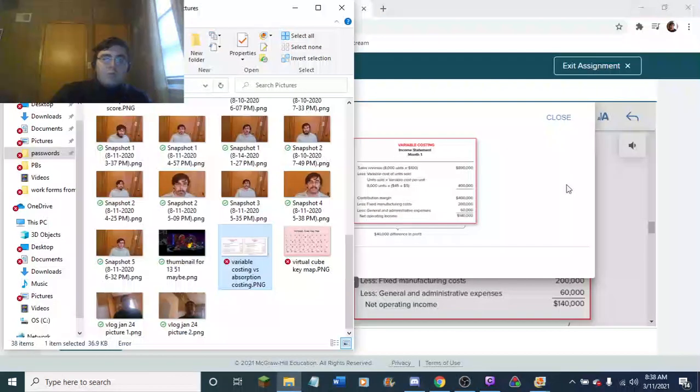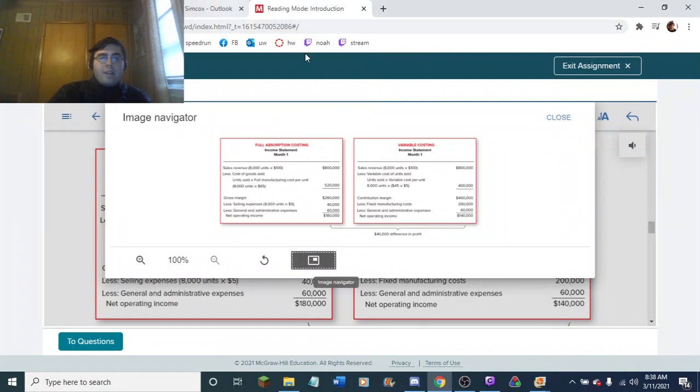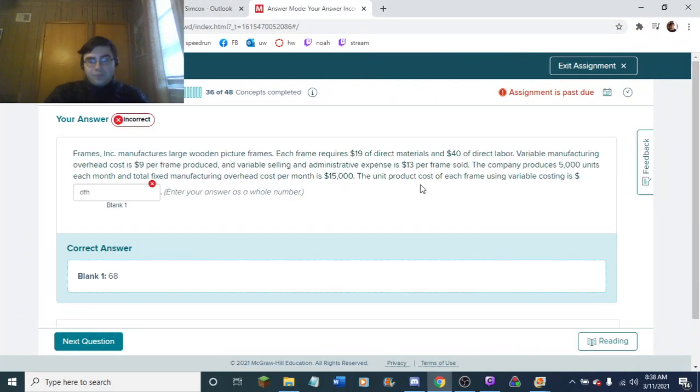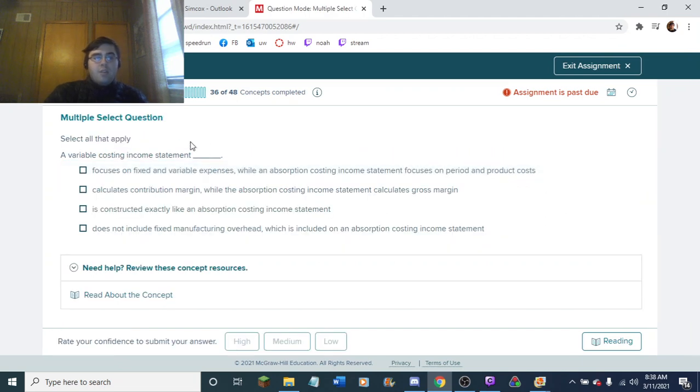Okay, so now I can answer the question, right? Since we're using... Oh, I have to go to the next question already. Select a variable costing income statement. I'm just going to do this.